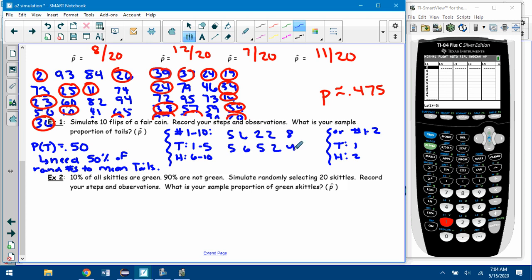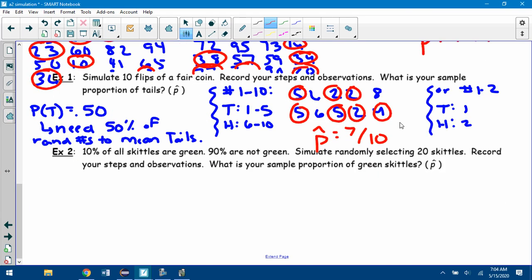And what's my p-hat value? I'm looking for 1 through 5 to mean tails. So 1, 2, 3, 4, 5, 6, 7. It's kind of an extreme case. P-hat was 7 out of 10. So one sample, you could get 7 out of 10 heads or tails. That's not crazy. If you did that 20 times, I might start questioning if your coin was fair or not. But one sample, you could get 7 out of 10. Okay? Let's do one final example.